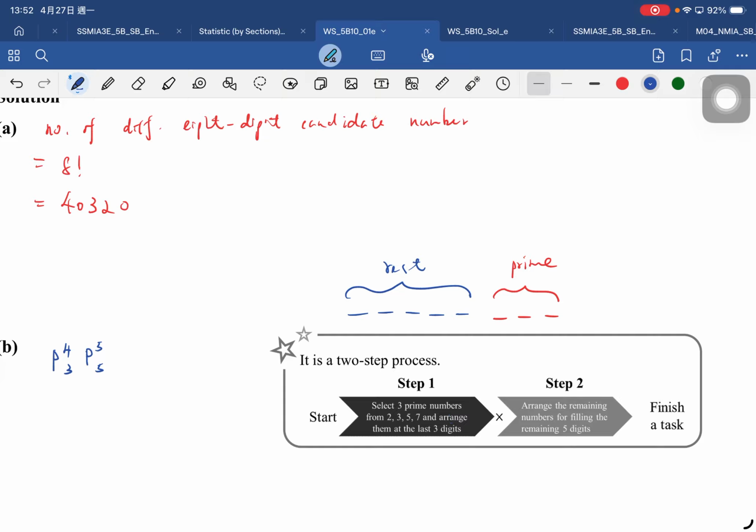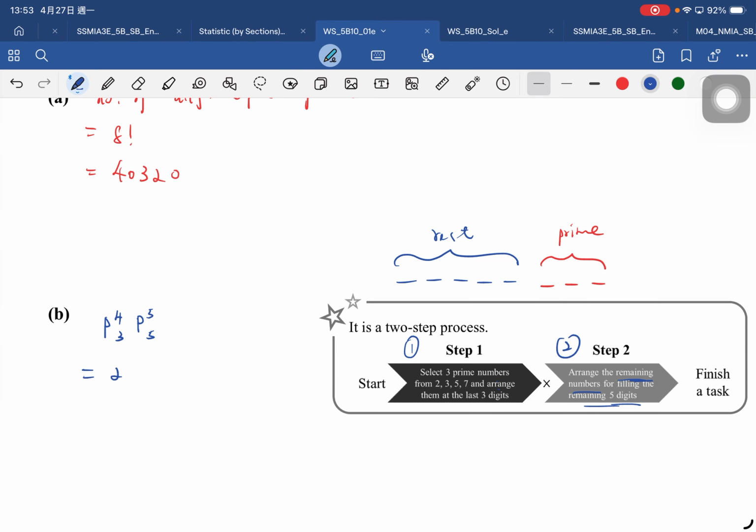The last 5, the remaining 5 digits all have to be arranged in the front. In short, the last 3 must be prime numbers, so you select 3 from the 4 prime numbers and arrange them. So that step is done first. And then arrange the remaining numbers to fill the remaining 5 digits. So now you can just find the product of them because it involves steps. So remember, state the number of candidate numbers. I repeat, this one can be written as 5 factorial. Okay, same, no different. Part C.